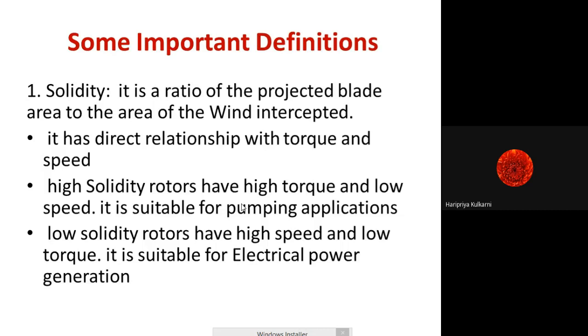High solidity rotors are suitable for pumping applications, whereas low solidity rotors are suitable for electrical power generation, where we have high speed and low torque. We want high speed so that we can extract more energy and connect it to the grid. So low solidity rotors have high speed but low torque, which is suitable for electrical power generation. So this is about solidity.